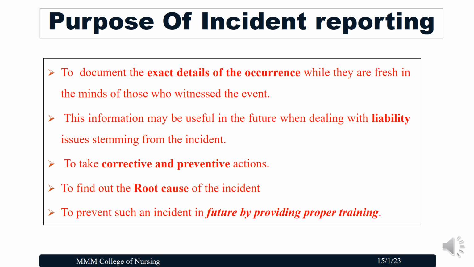Purpose of incident reporting. Why do we need to report an incident? To document the exact details of the occurrence while they are fresh in the minds of those who witnessed the event. This information may be useful in future when dealing with liability issues stemming from the incident. To take corrective and preventive actions, to find out the root cause or the reason for the incident, and to prevent such an incident in future by providing proper training.